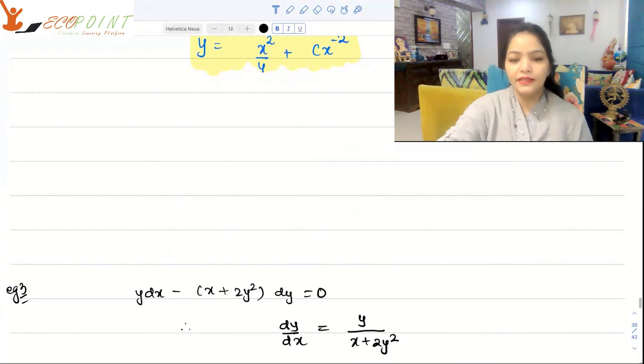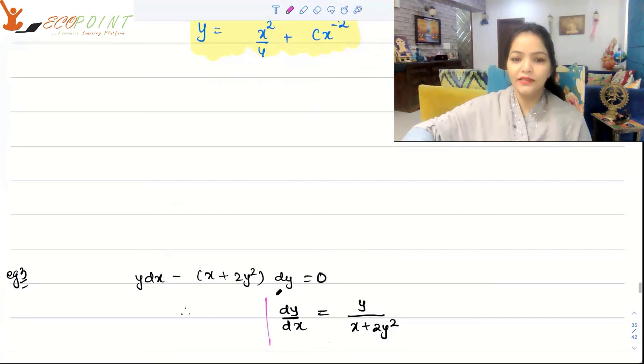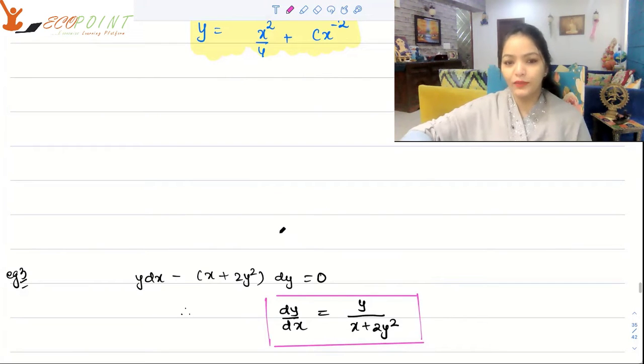Next, let's take this kind of equation: y times dx minus (x plus 2y squared) dy equals 0. So dy by dx is equal to y upon (x plus 2y squared), right? So this is what you have here.